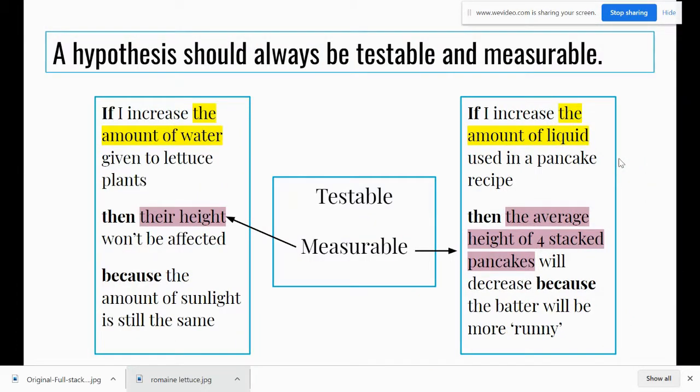A hypothesis should always be testable and measurable. And you can see here, because we have our responding variables, that we can measure it, right? And because we have our manipulated variables, they're testable and measurable.